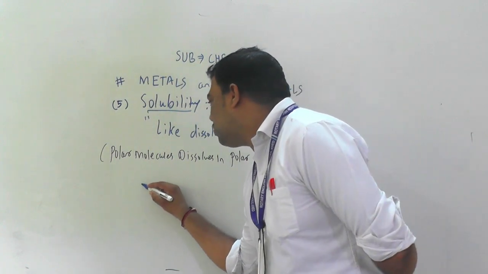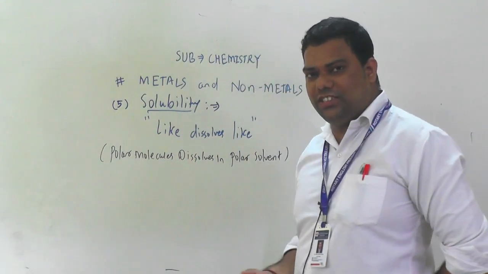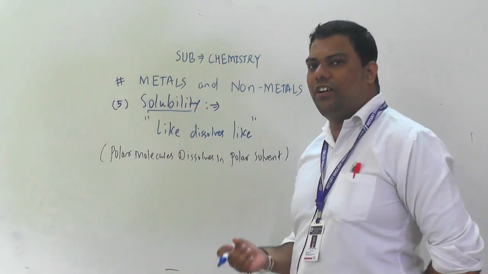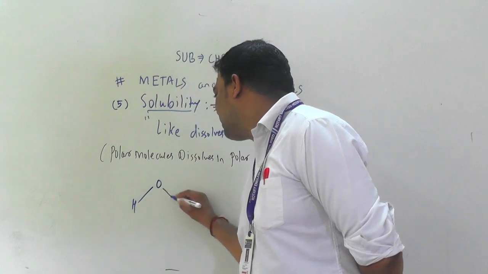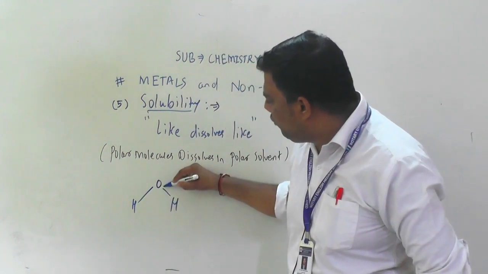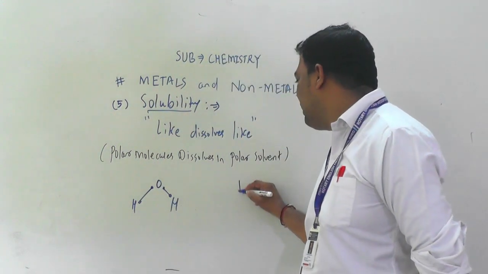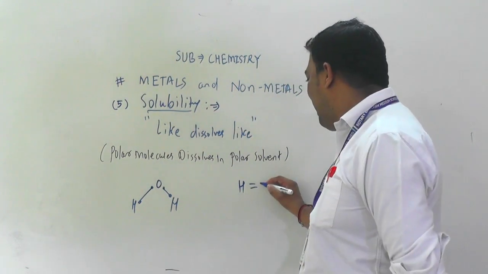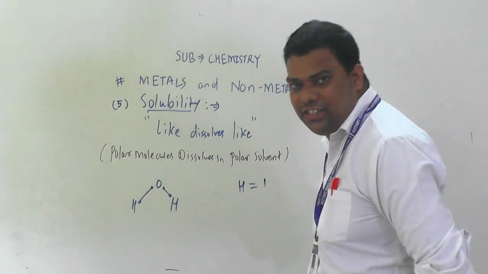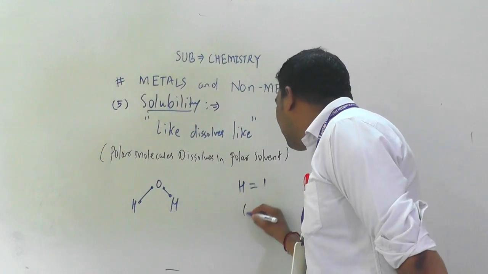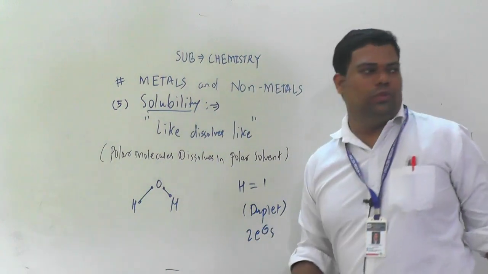See here, H2O. We will discuss the structure of this H2O whenever we discuss the next topics. Your water is like this, H2O. Here the hydrogen duplet is completed, 1 2. Hydrogen has one electron in its configuration, so it wants one more electron to complete its duplet. Maximum 2 electrons, it is trying to complete that.